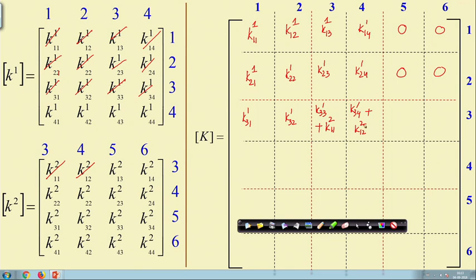So, this is for this. Then 3 5, we do not have any 3 5 here, we have 3 5 is this one and 3 6 is this one. So, this becomes K132, this becomes K132 and this becomes K142. So, this is for the third row. Do it for this fourth row.